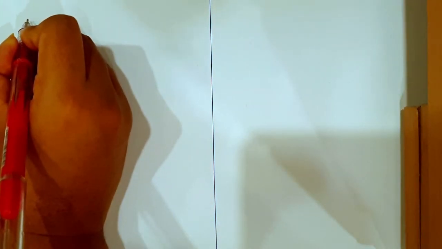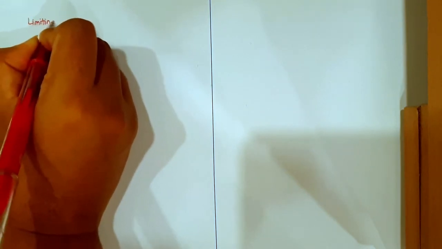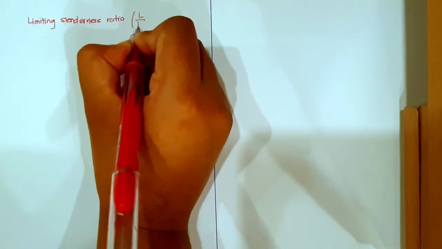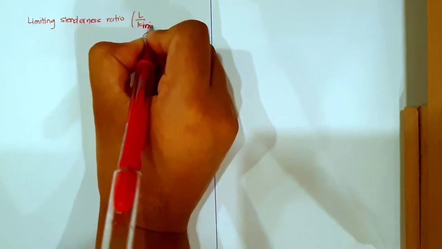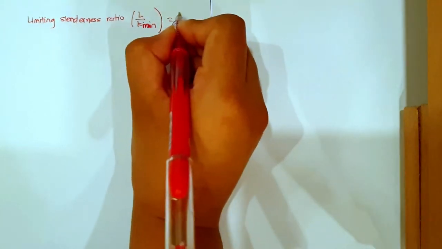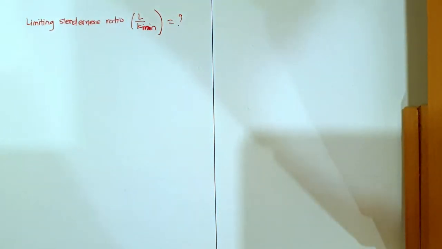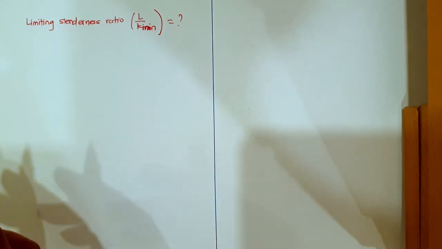Now, this numerical is an example on limitation of Euler's formula, right? So here we basically need to find the limiting slenderness ratio, which is L by K minimum. We need to find this. So we basically need to find this limiting slenderness ratio in this numerical, and this is the example of limitation of Euler's formula, right?